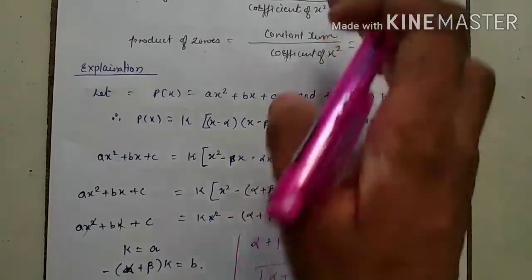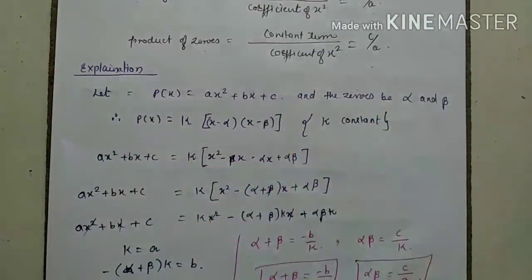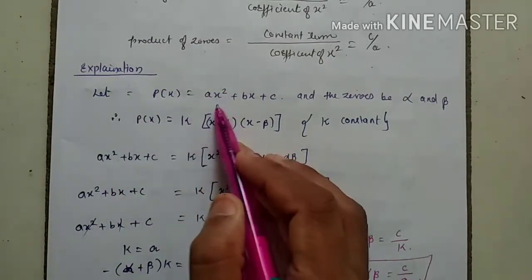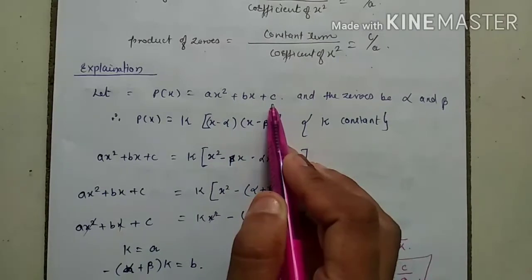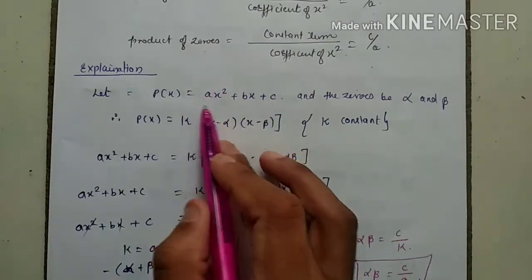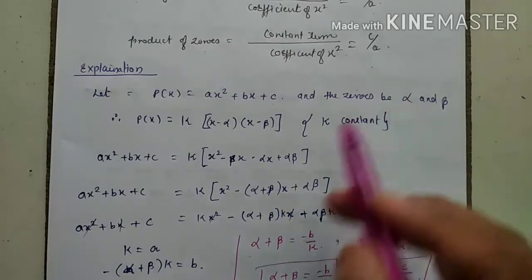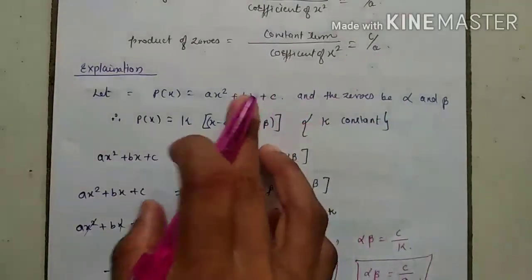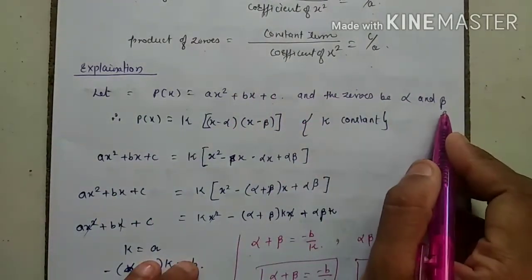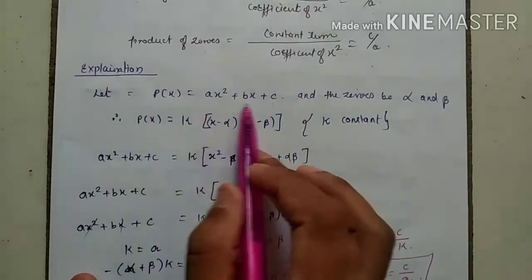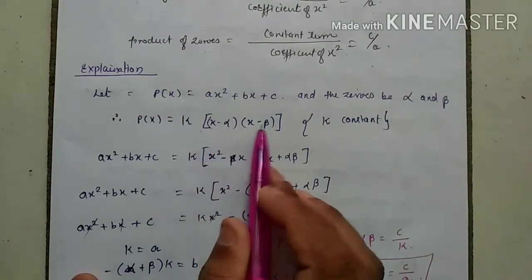How are these two formulas derived? I have given you the solution. Just see. Let p of x equals ax square plus bx plus c. I have assumed this is my quadratic polynomial, and the zeros of this polynomial I am assuming are alpha and beta. Is it clear? So as you know, I can write this in the form a times x minus alpha, x minus beta.